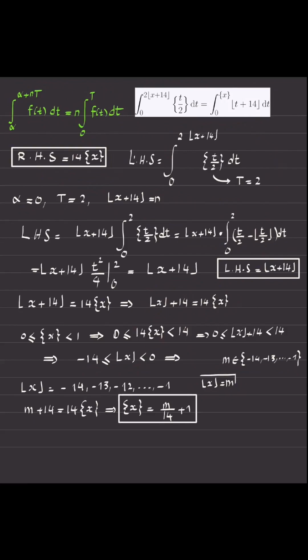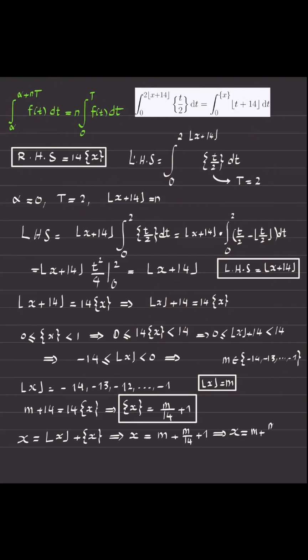But still m is coming from that set I already discussed. But we know that x, any number, is equal to the floor of that number plus the fraction part of that number, and I am looking for x. So then it means that x is equal to m plus m over 14 plus 1. So that's it. This means that the solution to that equation is among these numbers.